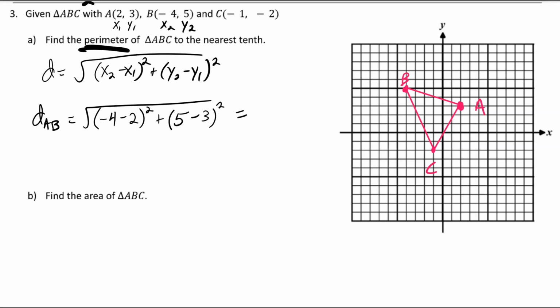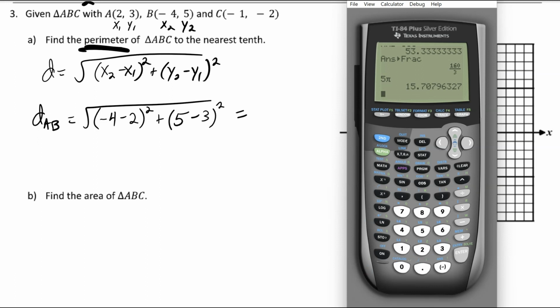Now when I type this into my calculator, I'm going to type in everything except for the square root sign. So I'm going to use parentheses just like I have it. (Negative 4 minus 2) squared plus, and then I'll use parentheses again, (5 minus 3) squared. I check to make sure that it looks exactly like what I have written down there, and I find that that's 40. So the side length AB is radical 40.